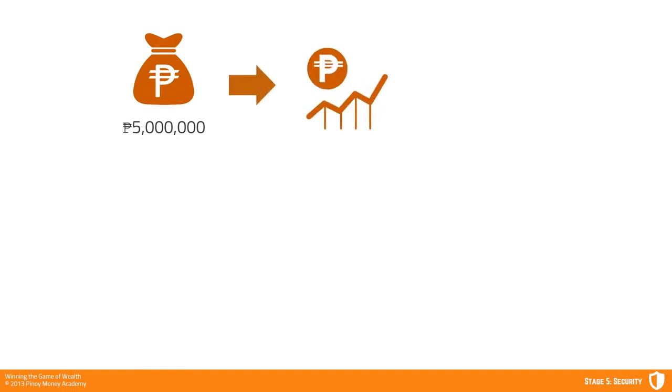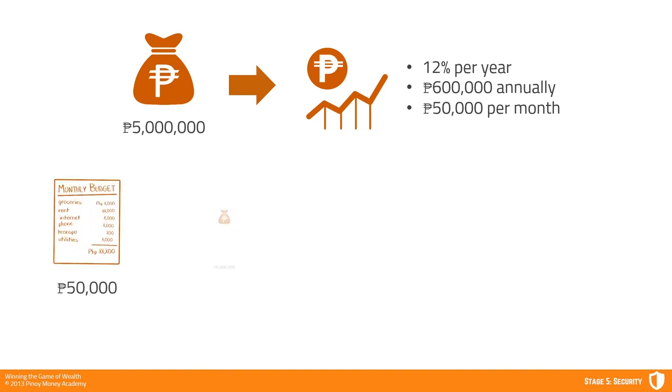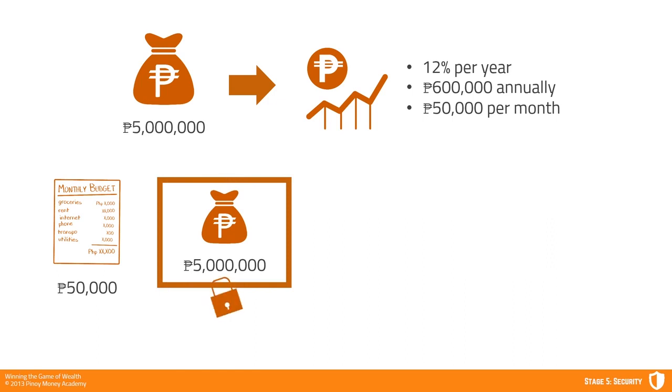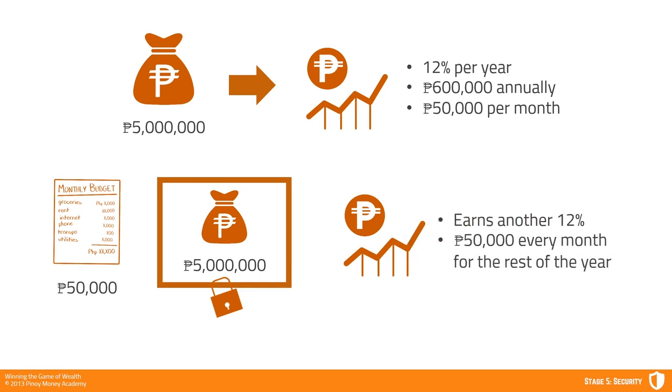If you are able to accumulate, let's say, 5 million pesos and invest it in an equity fund that earns roughly 12% per year, then that means from the 5 million pesos, you'll be able to earn a passive income of 600,000 pesos annually. On a monthly basis, this would be 50,000 pesos per month. And that's not bad at all. When you spend the 50,000 per month, your original 5 million pesos would remain untouched.